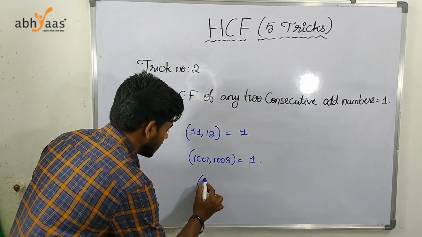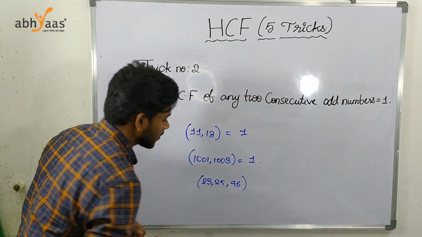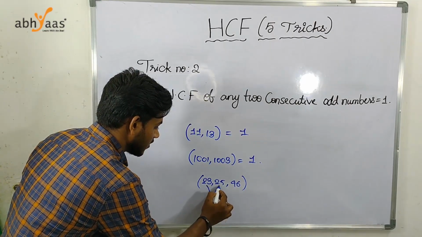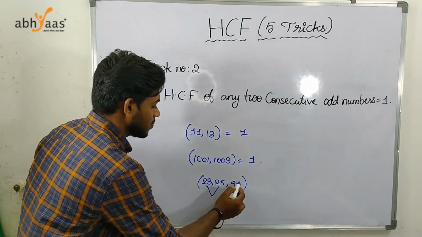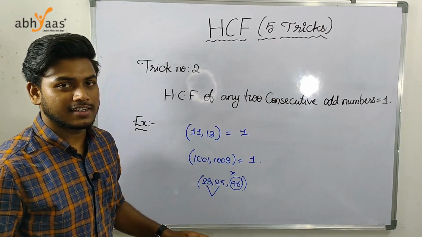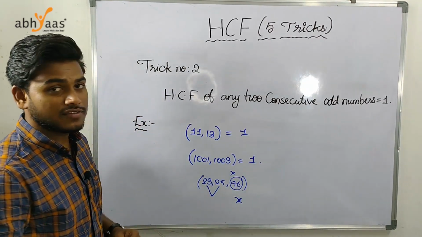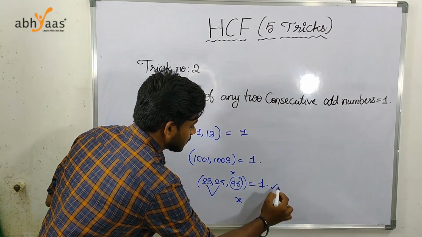Okay, let's consider 23 and 25 and some 96. By using this trick, here 23 and 25 are the consecutive odd numbers. Right? So there is no importance for this 96. It can be 96 or 97 or 99. Any number, consider that is x, but the HCF of these numbers is always going to be 1.